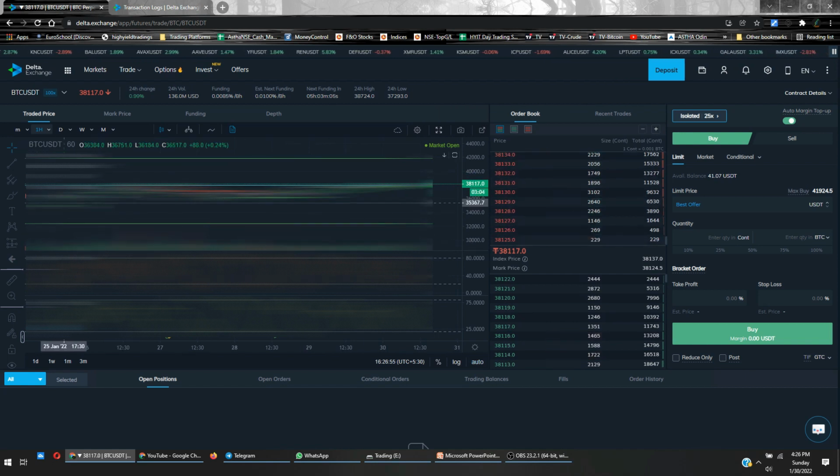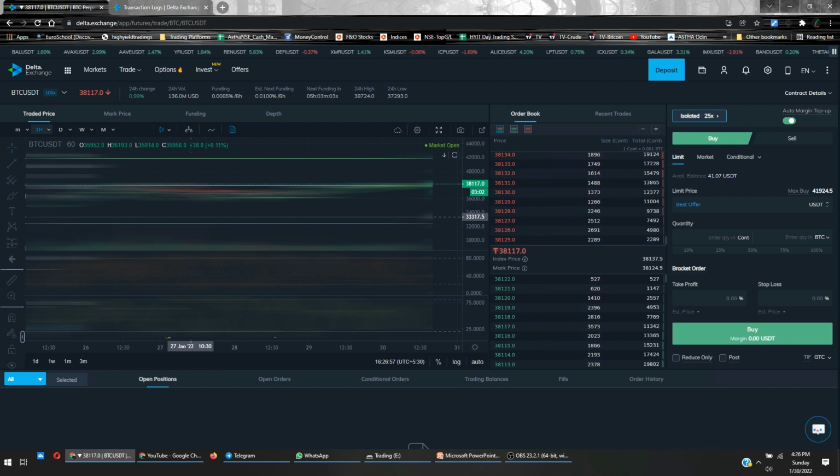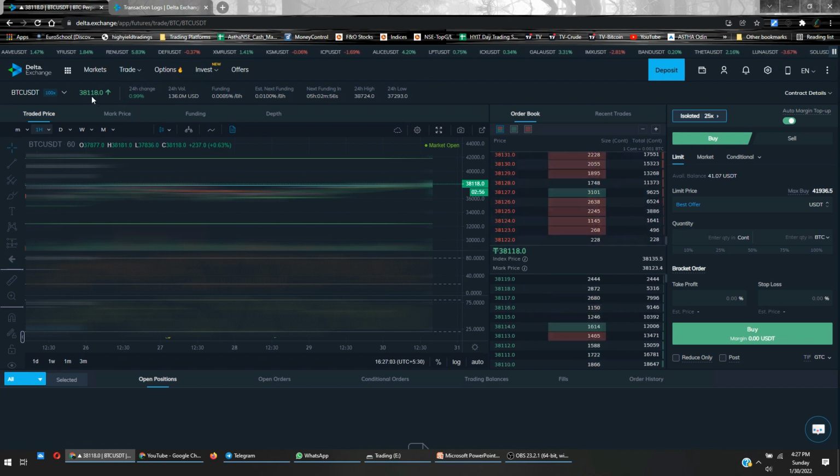Let me quickly explain all the things that you see here. On the top you have some information, like this is the present cost of BTC USDT. These are the volume and the change in the last 24 hours, the funding that has been given, and all those things. 24 hours high, 24 hours low, all those things. And this particular space is for your charts.